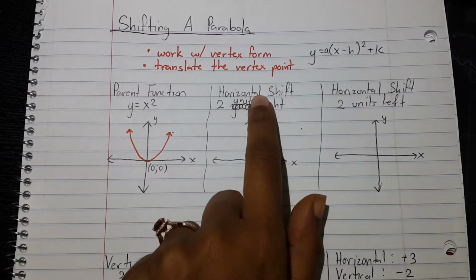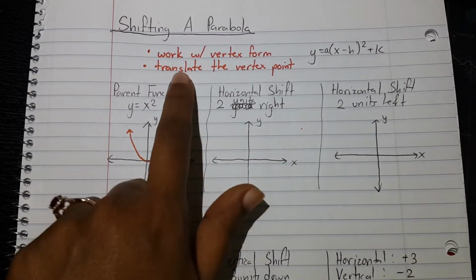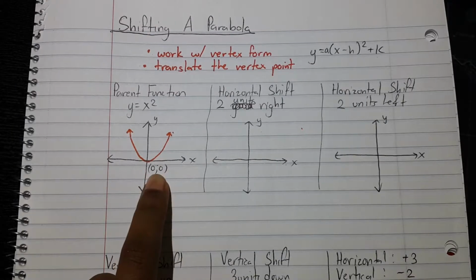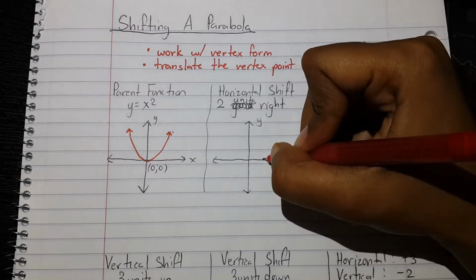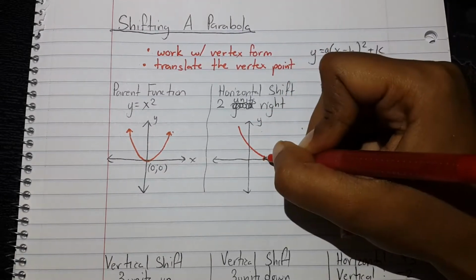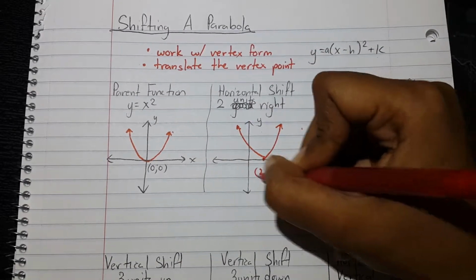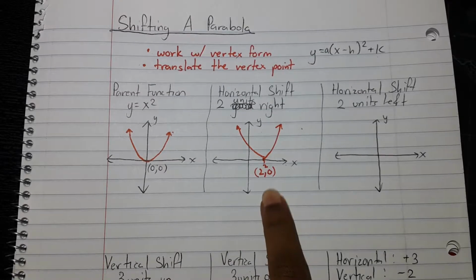Now let's say we want to do a horizontal shift 2 units to the right. Well, we want to translate the vertex point. So what would 2 units to the right of this vertex point be? That's going to be (2, 0). So let's plot that here. And that's (2, 0) here. Okay, so we have our translated vertex point.